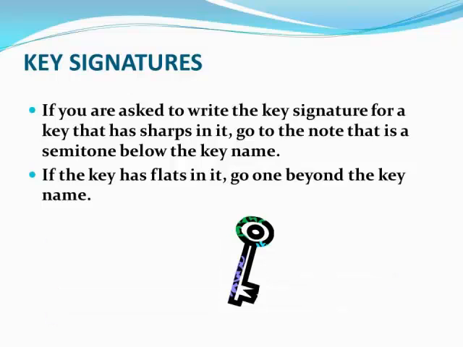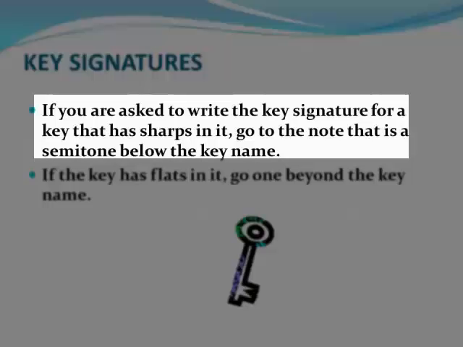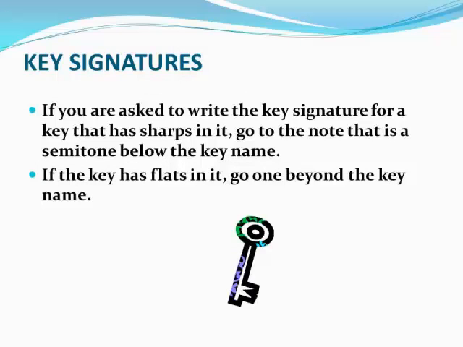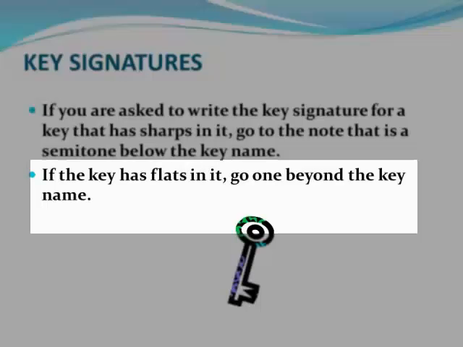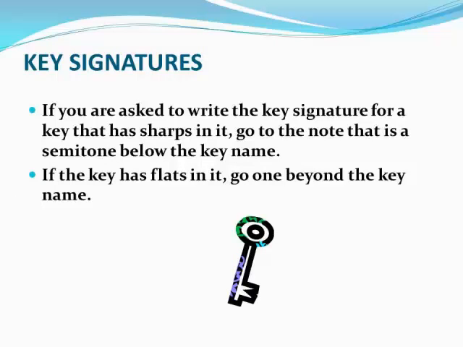To summarize what we've learned, if you're asked to write a key signature for a key that has sharps, go down a semitone and that will give you the last sharp. If you're given the key signature and have to identify the key, go up a semitone from the last sharp and that will give you the name of the major key. If you're asked to write a key signature for a key that has flats in it, simply add a flat. If you're given the key signature and have to identify the key, just ignore that last flat.